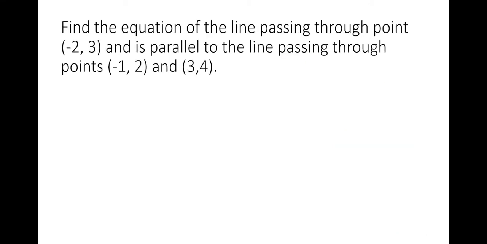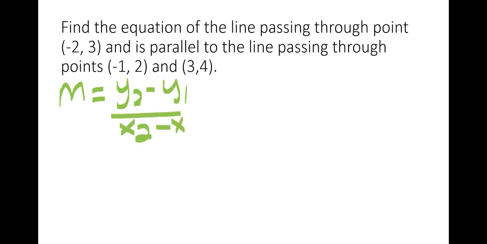Find the equation of the line passing through point -2, 3 and is parallel to the line passing through points -1, 2 and 3, 4. So first we have to find the slope of this line that passes through -1, 2 and 3, 4. So the slope for that line is change in y over change in x. So y2 minus y1 over x2 minus x1.